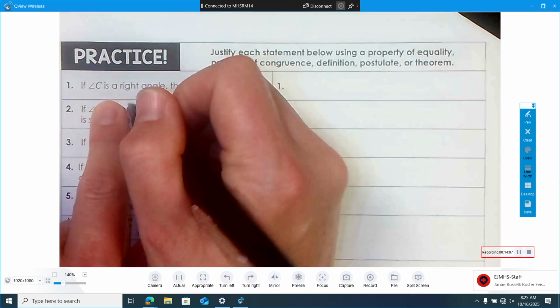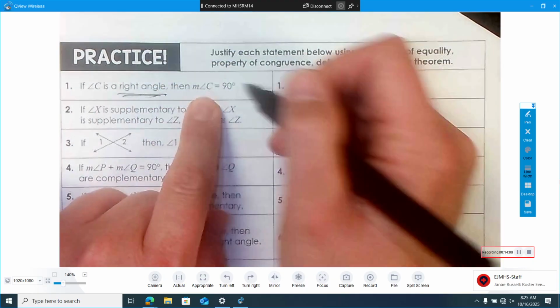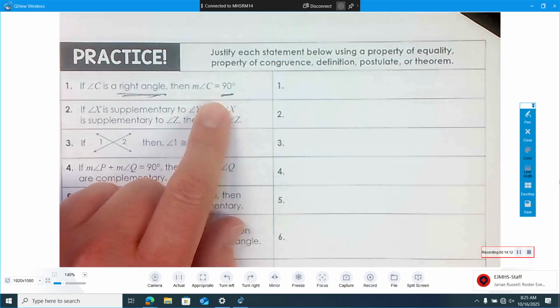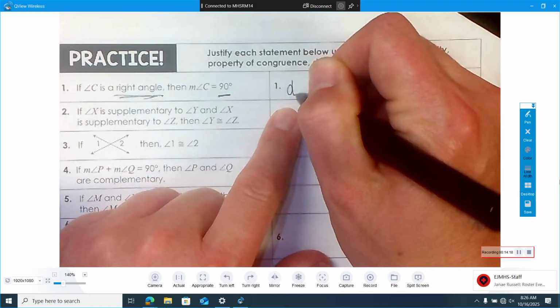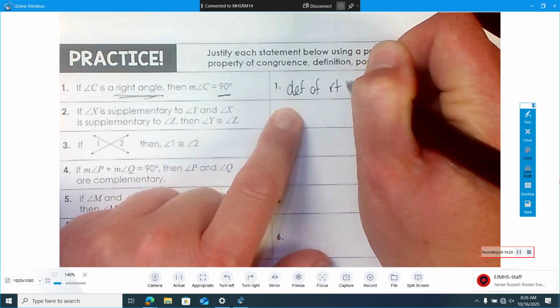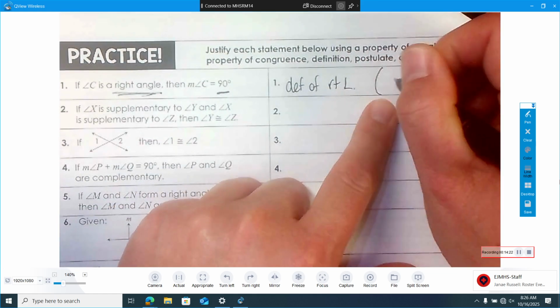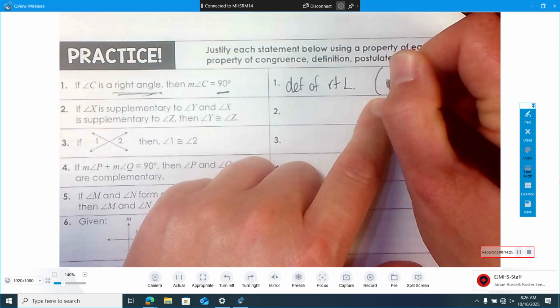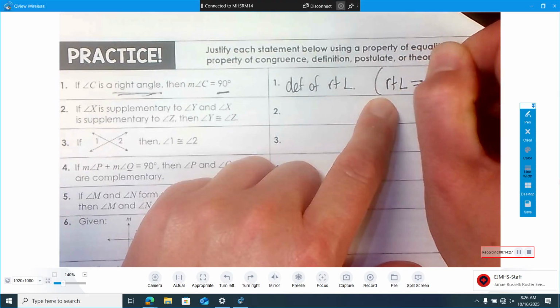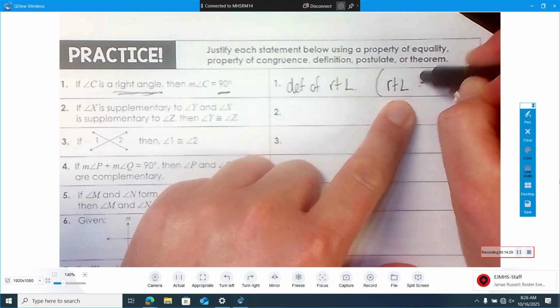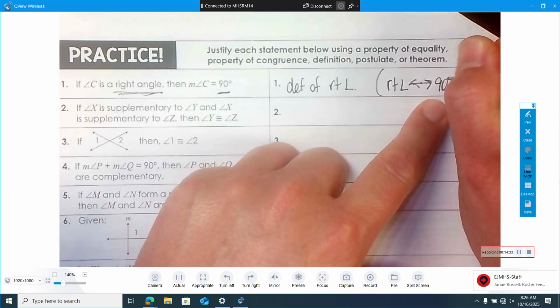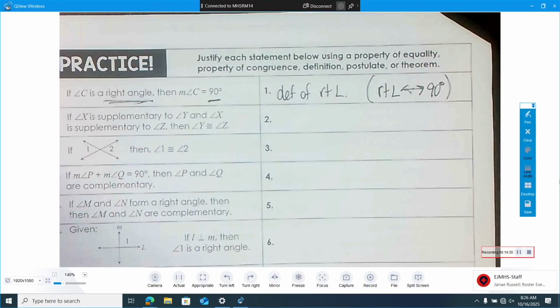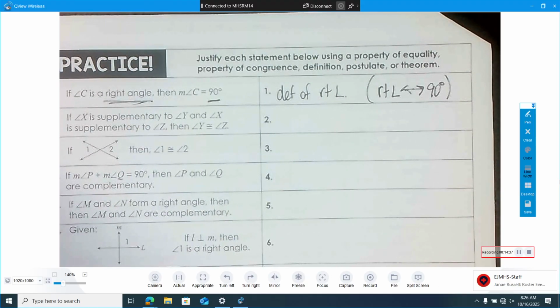If angle C is a right angle, then it measures 90 degrees. How do we know that? Definition of right angle is right. Definition of a right angle, which if we wanted to be really short, we could write: a right angle implies, a double arrow here, 90 degrees. Right angle implies 90 degrees, or vice versa. Okay.